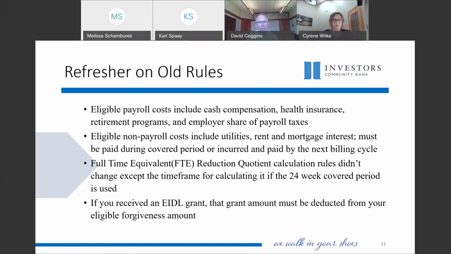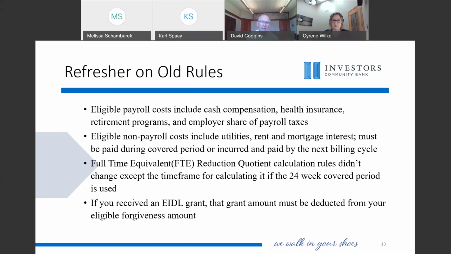Retirement programs is another, and then the employer share of payroll taxes. Your eligible non-payroll costs include utilities, and here I got it right, rent and mortgage interest. And they have to be paid during the covered period, or incurred and paid by the next billing cycle, as I mentioned earlier. And that full-time equivalent reduction quotient calc, those rules didn't change except the time frame for calculating it if the 24-week covered period is used.